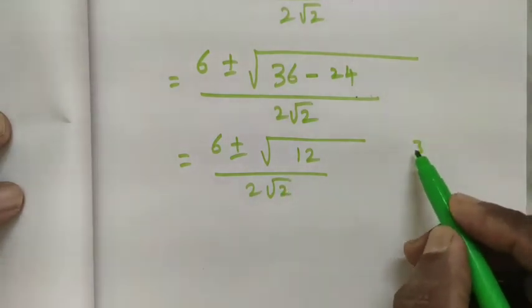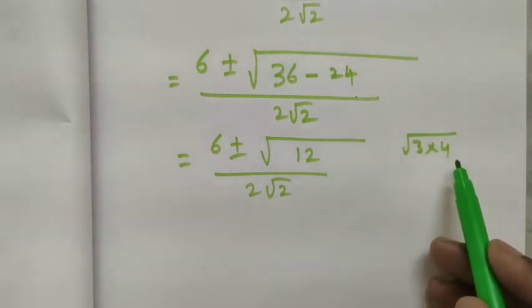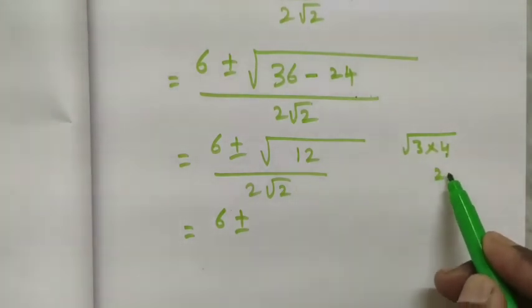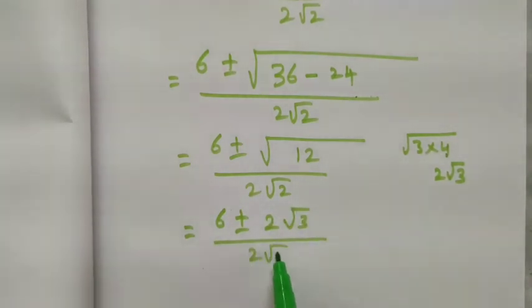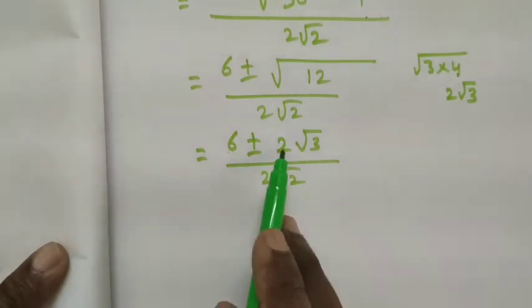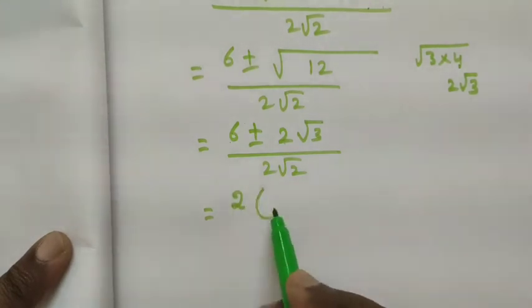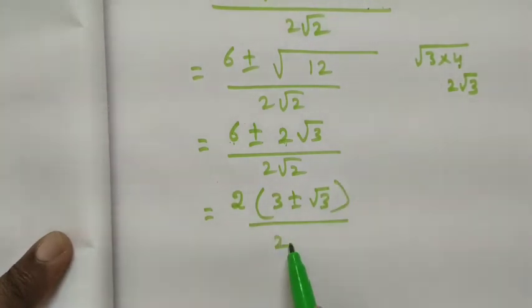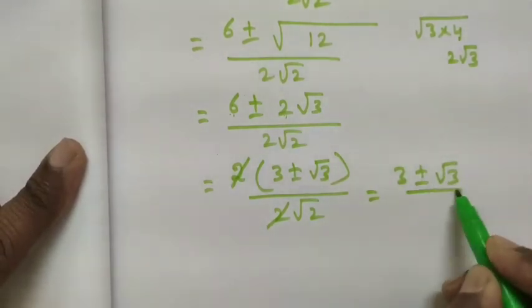Here 12 can be written as 3 into 4, right? 4 is a perfect square number, so √12 can be written as 2√3. So we have 2√3 divided by 2√2. Both 6 and 2 are even numbers, so 2 can be taken out commonly. If I take 2 commonly outside, inside the bracket we have 3 ± √3, divided by 2√2. The 2 will be cancelled, and the remainder is (3 ± √3)/√2.